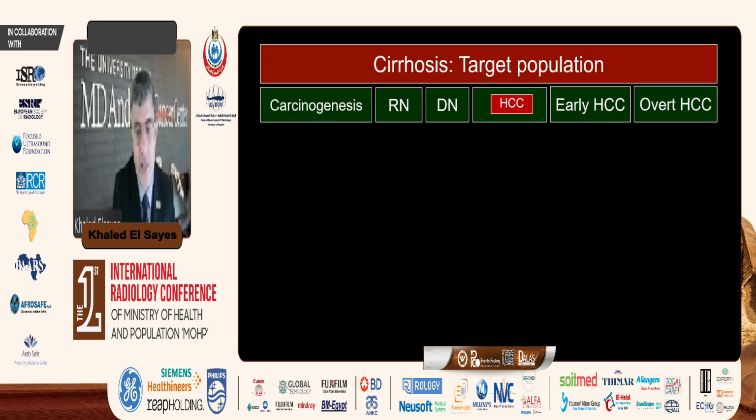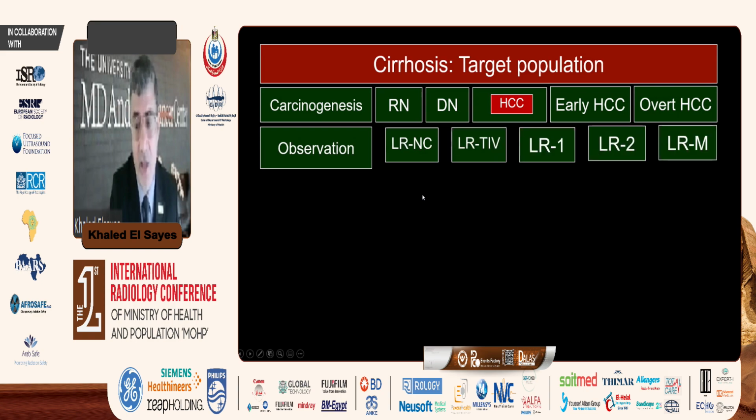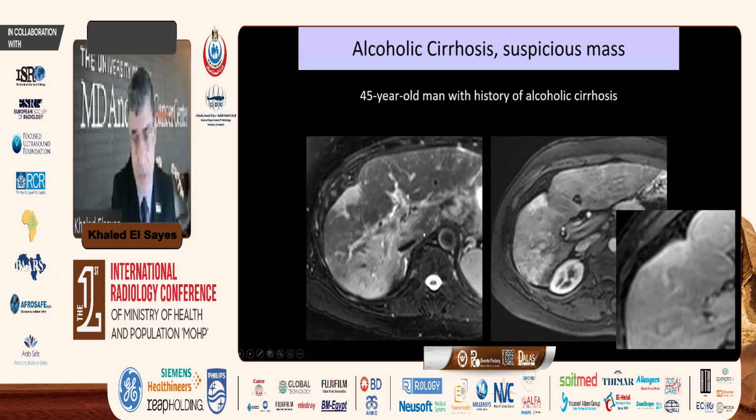And I showed already this slide. It's very important for you to remember what observations you're dealing with. And I showed you this stepwise fashion, starting from regenerative nodule to dysplastic nodule to HCC on top of dysplastic nodule to early HCC, then to overt HCC. And this is the observation. And I already showed you how you categorize it as LR-NC, LR-TIV, LR1, LR2, LR-M. But then with LR-M, this is something that has been categorized as LR-M, thinking that it's cholangiocarcinoma.